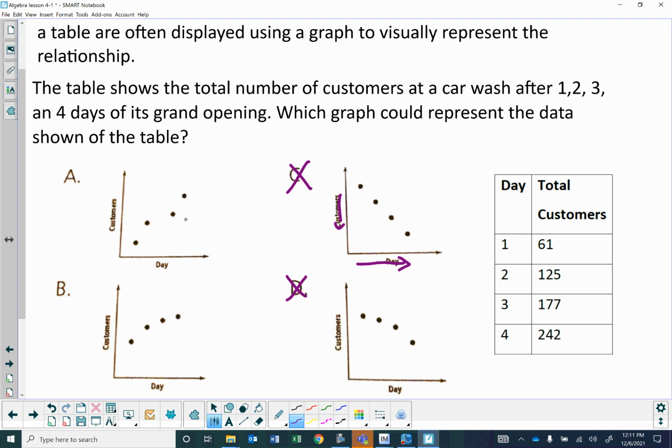Now, if you look at it, there's a huge jump between 177 and 242. Here, there's just barely an itty bit of an increase. Here, we're like day 1, 61, day 2, 125. That was a big jump. 125 to 177, modest jump. 177 to 242, bigger jump. So the answer here would be A. If you look at your graphs and you look at how the days and the customers are related, you can clearly see that it happens to be the graph letter A.